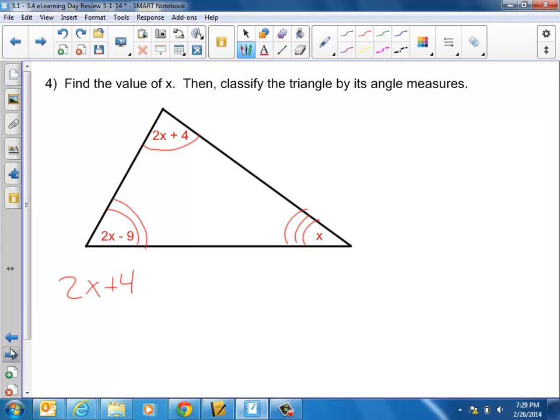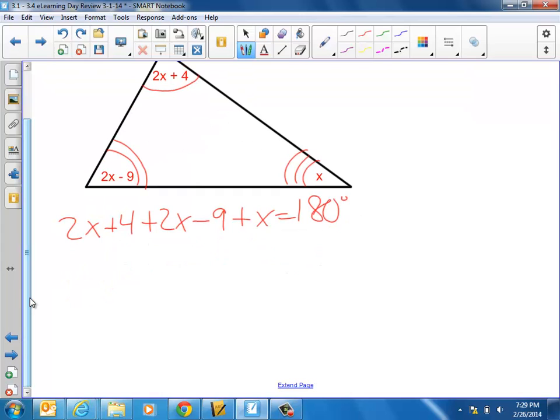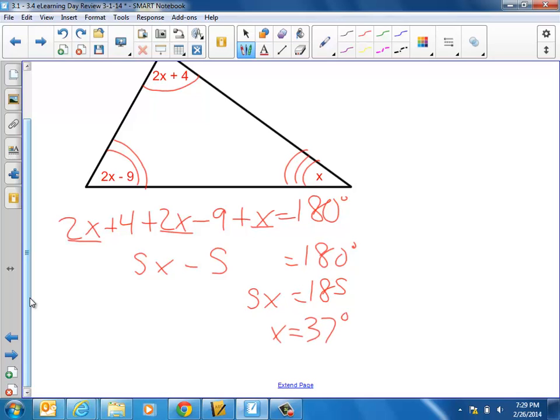We're going to say 2x plus 4 plus 2x minus 9 plus x is equal to the 180 degrees in every triangle. Let's combine our x's on the left. We've got 2x, 2x, and x. That's 5x. 4 minus 9 is negative 5, equals 180 degrees. Add 5 to both sides, you get 5x equals 185. Divide through by 5 and you get that x is equal to, I believe, 37 degrees.